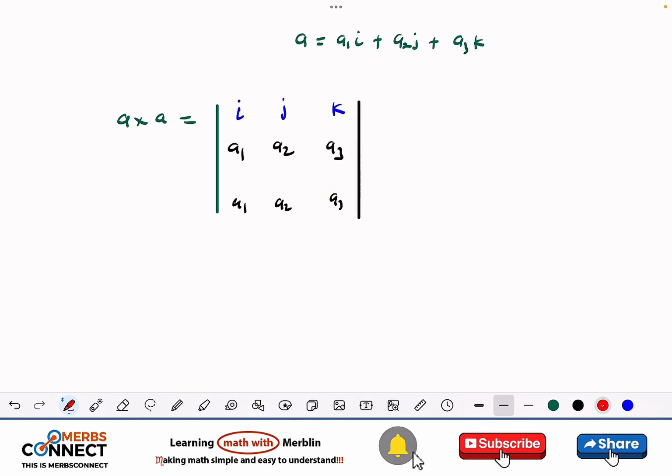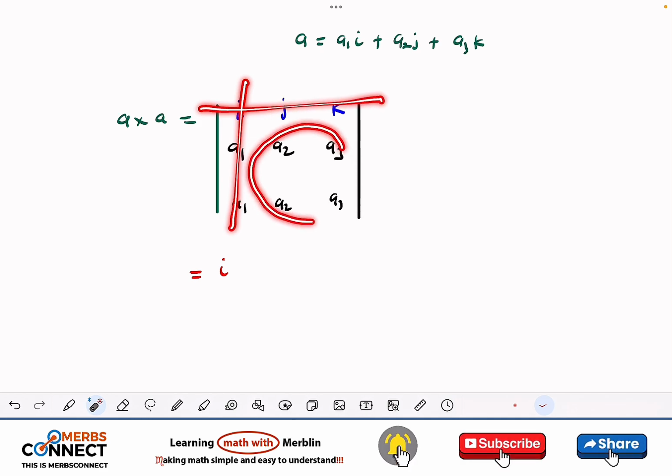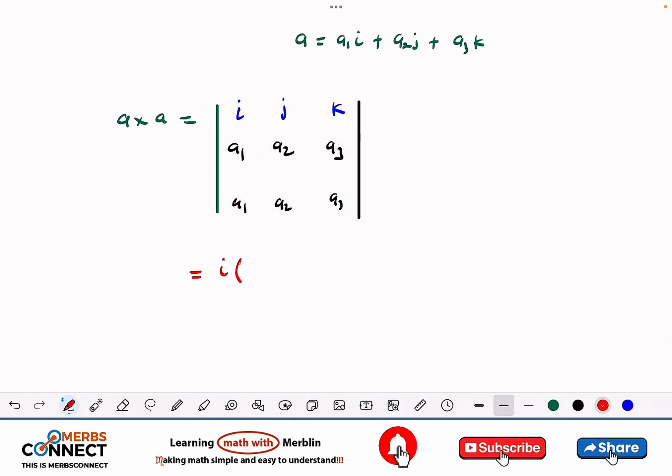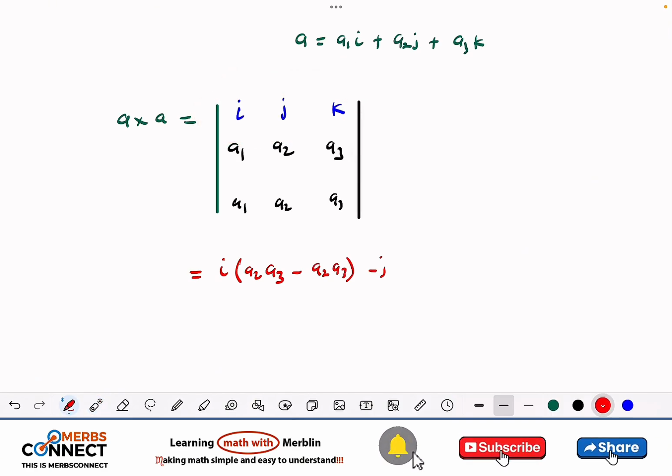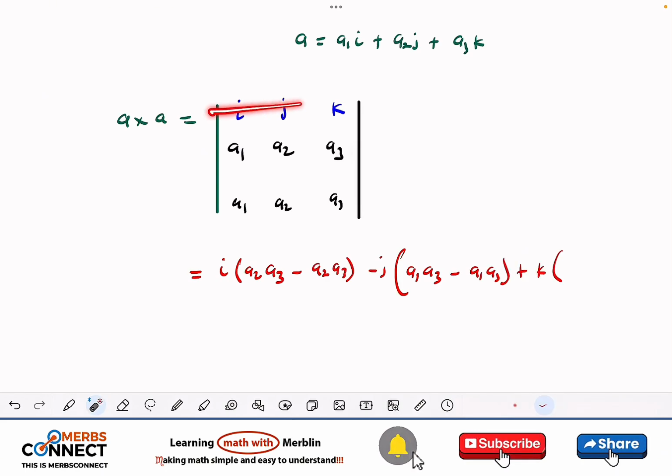So let's do the cross and see. I maintain my i. This one will cancel that, then it will be left with this. So I'm going to have a2 a3 minus a2 a3. Don't forget the cofactor: always plus, minus, plus on the top. Then this one is going to be j. When I cross this and this, I'm going to have a1 a3 minus a1 a3, plus k. And when I cross the k out, a1 a2 minus a1 a2.